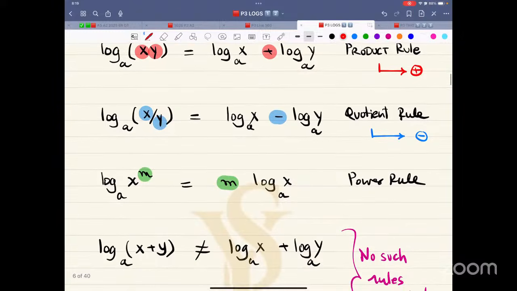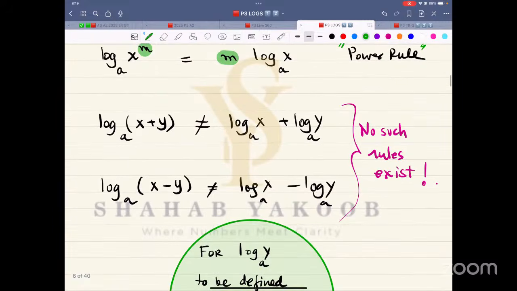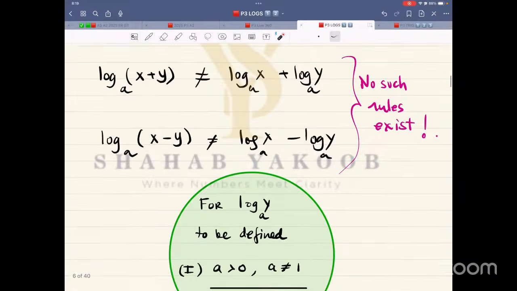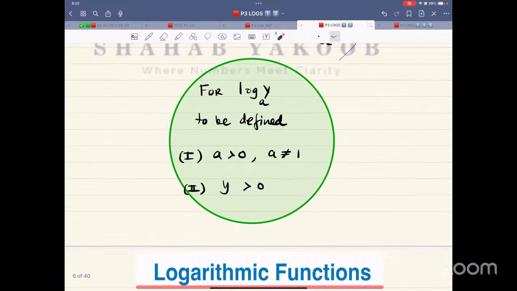And then there is this power rule. Log x power m base a, the power comes down and multiplies. That is called the power rule. Okay? So power comes down and multiplies. If there is a positive sign inside the bracket, it can be expanded; if there is a negative sign inside the bracket, you cannot expand it. No such rules exist. Very important. For log y base a to be defined, a has to be positive, the base should not equal 1, and y should be greater than 0.